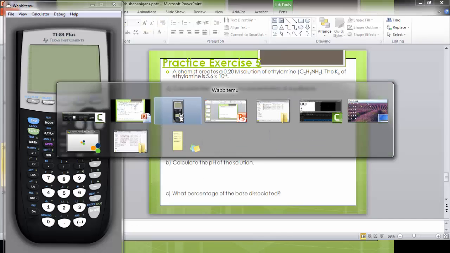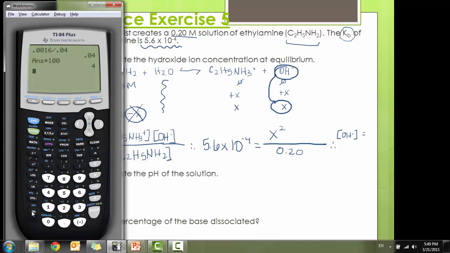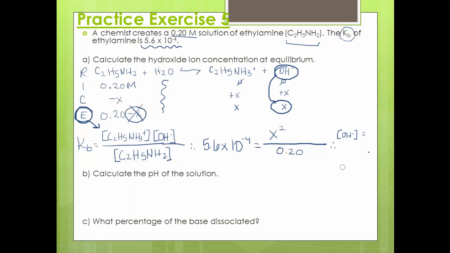So let's switch over to our calculator. So 5.6 times 10 to the negative 4 times the 0.2 from the bottom, and then get rid of the X squared by square rooting. And so we determine that X is 0.011 with two sig figs, 0.011 molar, because again, that's a concentration. I think I forgot to do that on a previous problem. It's the molarity of the hydroxide ion concentration. All right, so moving on.